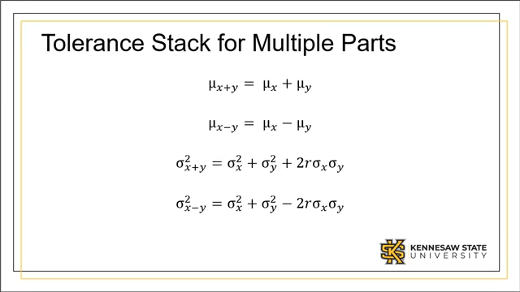The average of the tolerance stack-up remains the same as before. However, the variances when adding and subtracting dimensions are changed based on a covariance factor, where covariance is the product of the correlation of the respective standard deviations of each dimension.